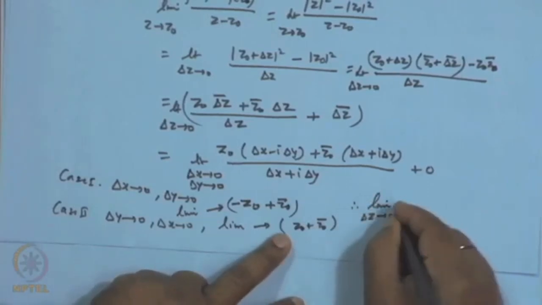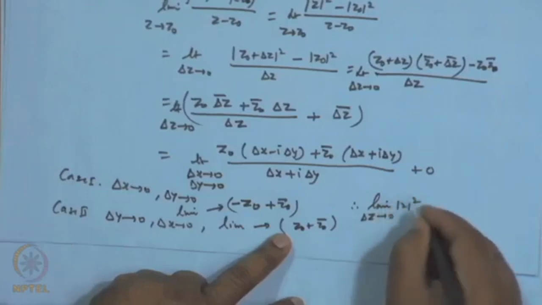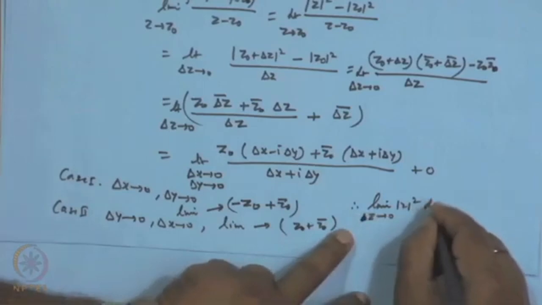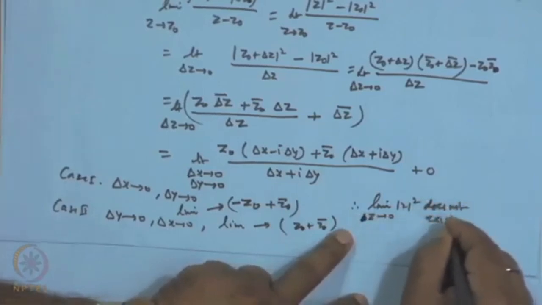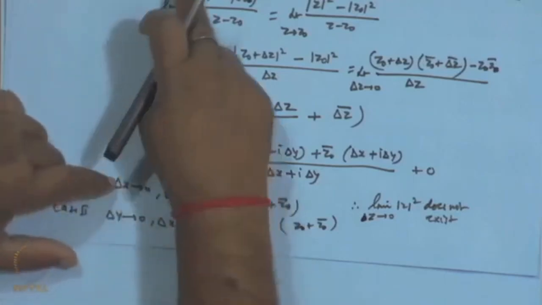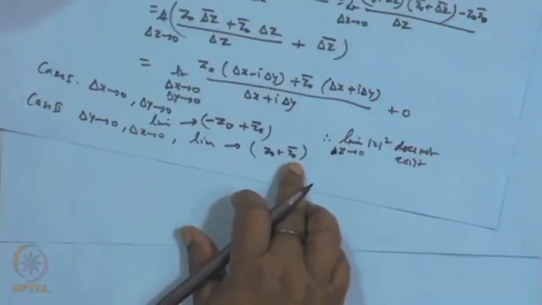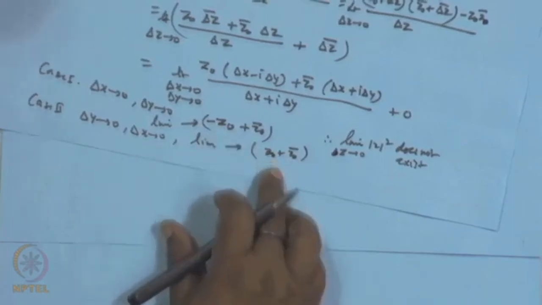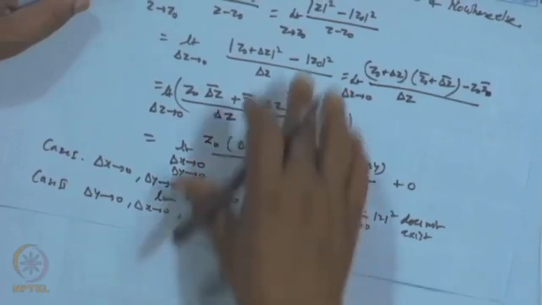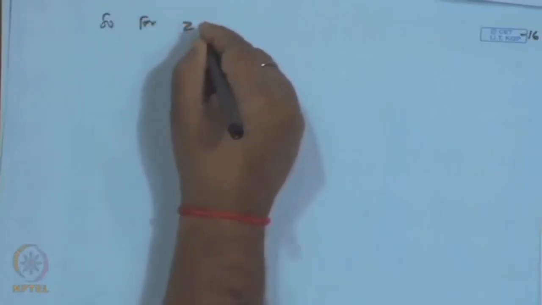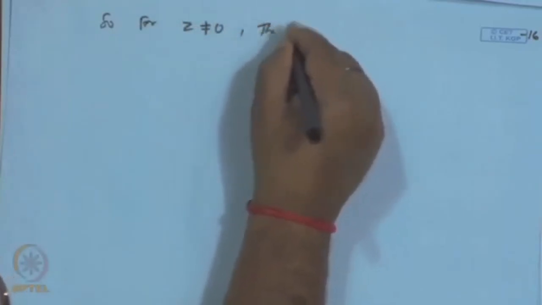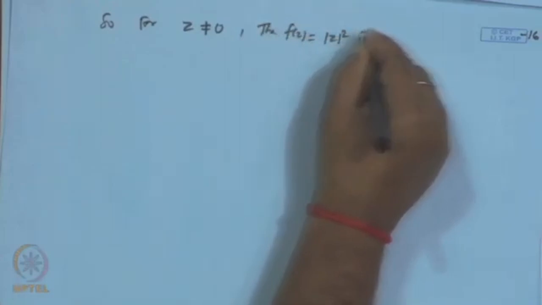As delta z tends to 0, the limit for f of z, which is mod z square, does not exist. So, it is not differentiable at z naught. But if I take z naught to be 0, what happens? If I take z naught to be 0, z naught bar is also 0. So, the limit exists. And in fact, with the help of the epsilon delta definition, you can prove that this limit exists. So, for z different from 0, the function f z which is mod z square is not differentiable.